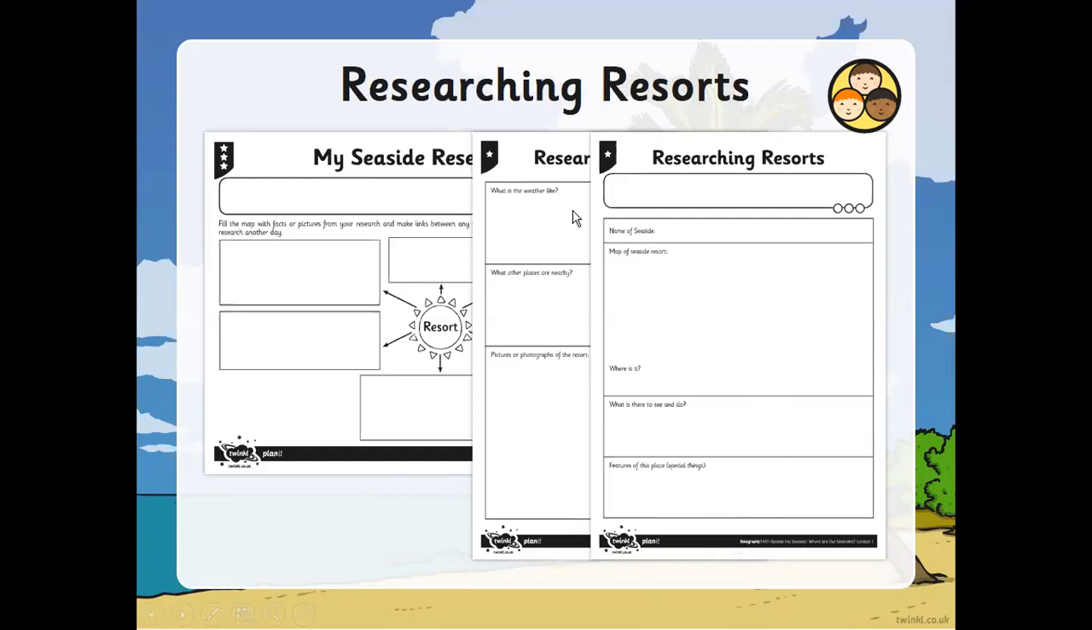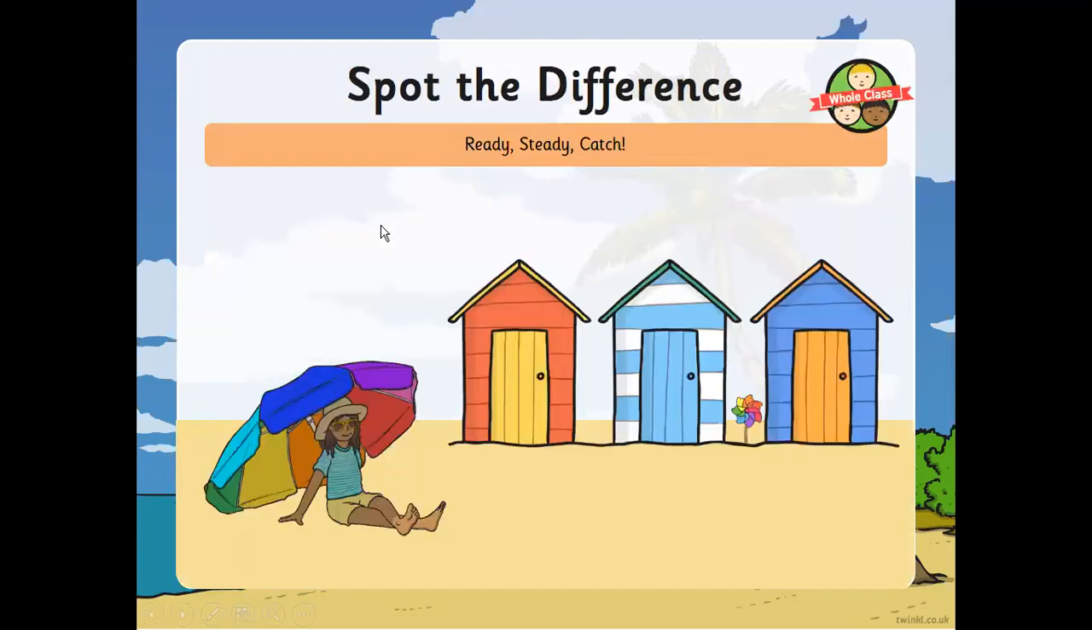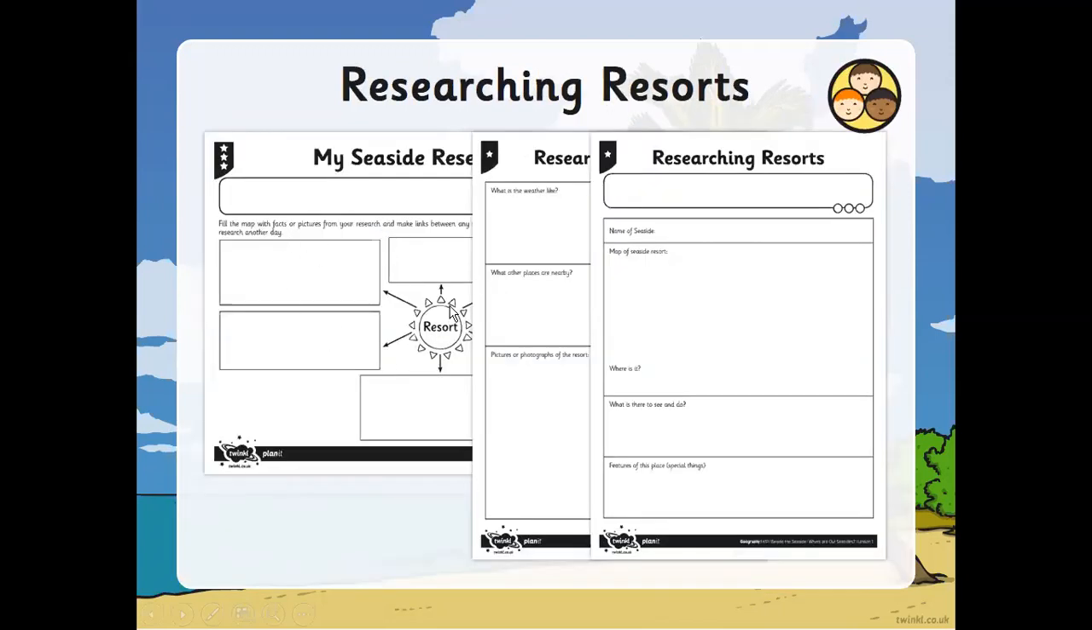And you can write down what the weather is like, what other places are near the seaside, and pictures and photographs of the resort. Now, if you don't have, you could print out photographs of the resort. If not, then you could just draw the pictures, and then you could fill in this map. So all the information and any other information that you've collected, you could create a little mind map of. So they're the worksheets that you're going to complete.